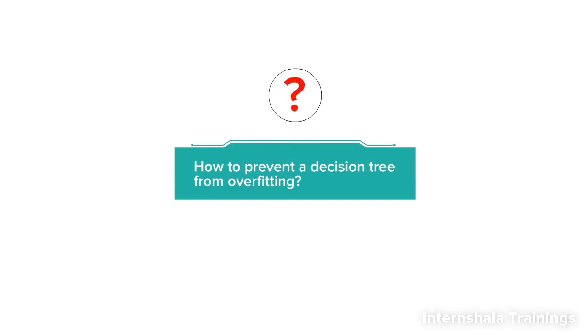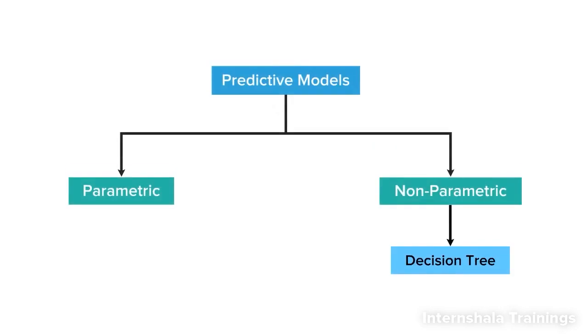We closed the last topic with a cliffhanger on how to prevent a decision tree from overfitting. If you recall, we discussed that the decision tree is a non-parametric algorithm. Therefore, there are no parameters that we can control to prevent the decision tree from overfitting.